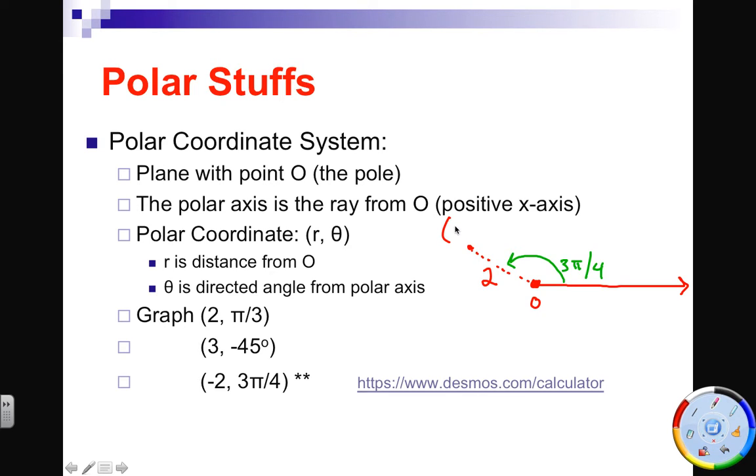This particular point is the point 2 comma 3 pi fourths. But that's not what I wanted. I wanted negative 2 comma 3 pi fourths. And this is where people get a little messed up. Negative radius means instead of going in the normal direction, go in the opposite direction.